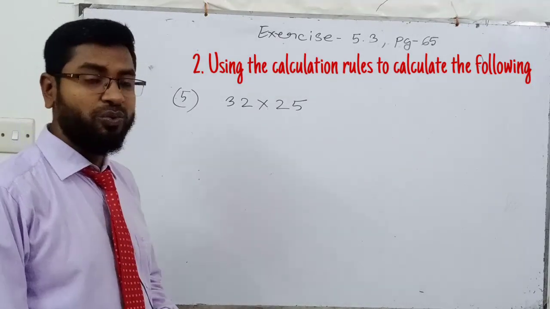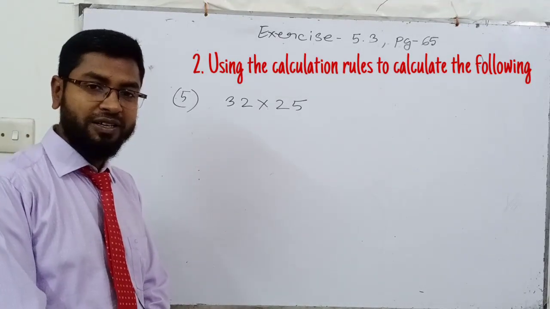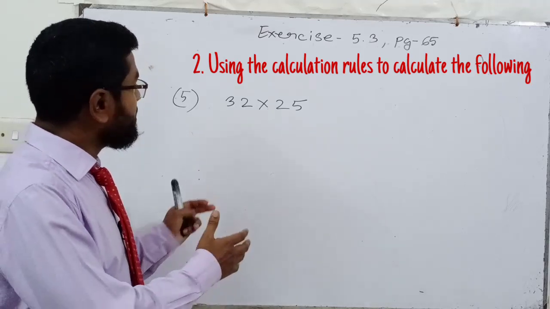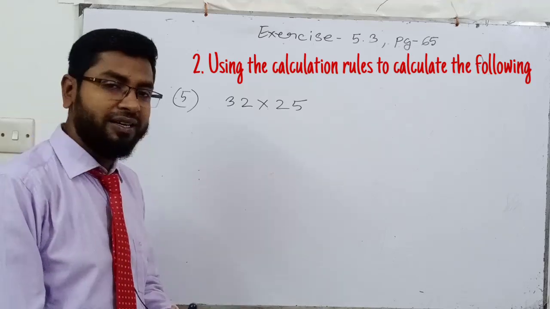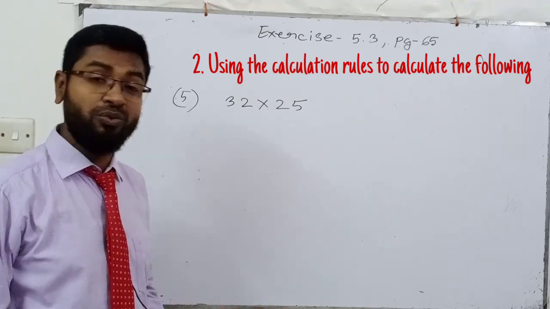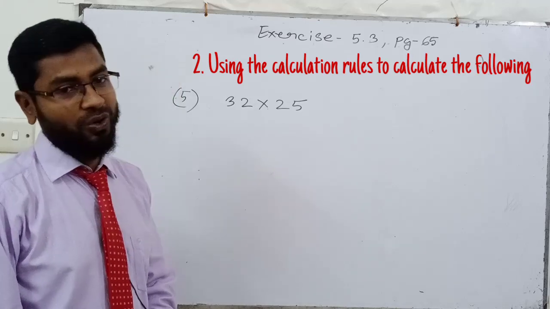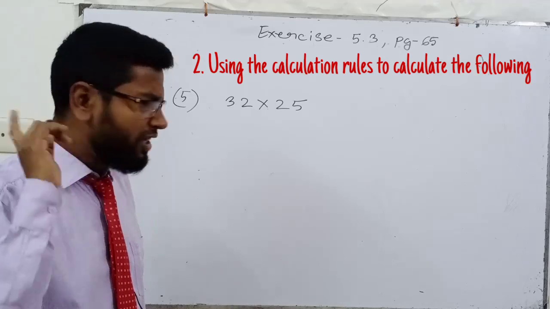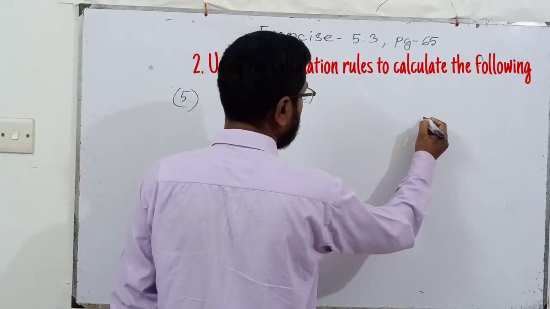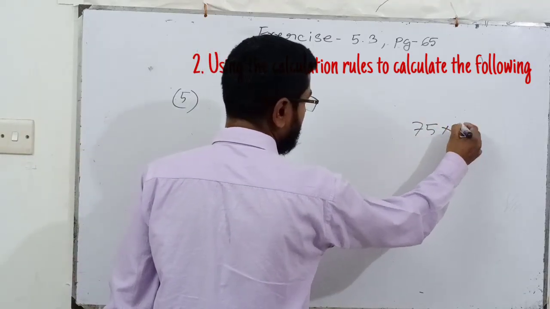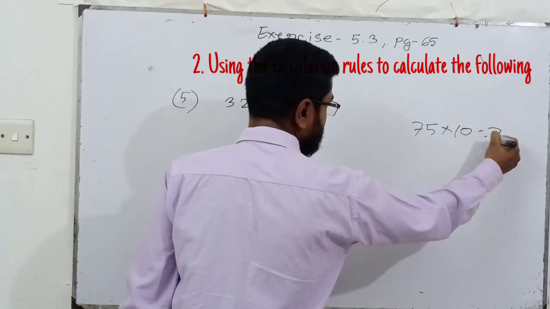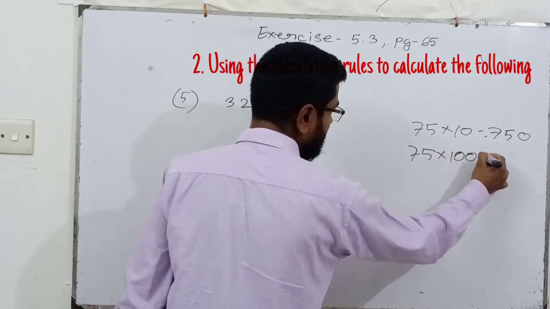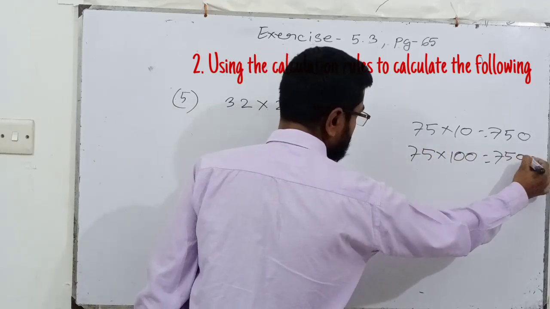This math we will solve by an easy process. You think the easy process will be to multiply vertically? No, we have another process. If we follow that process, the math will be very easy. Our target: if we multiply any number, like 75, by 10, it is very easy: 750. If we multiply by 100, it will be 7500.